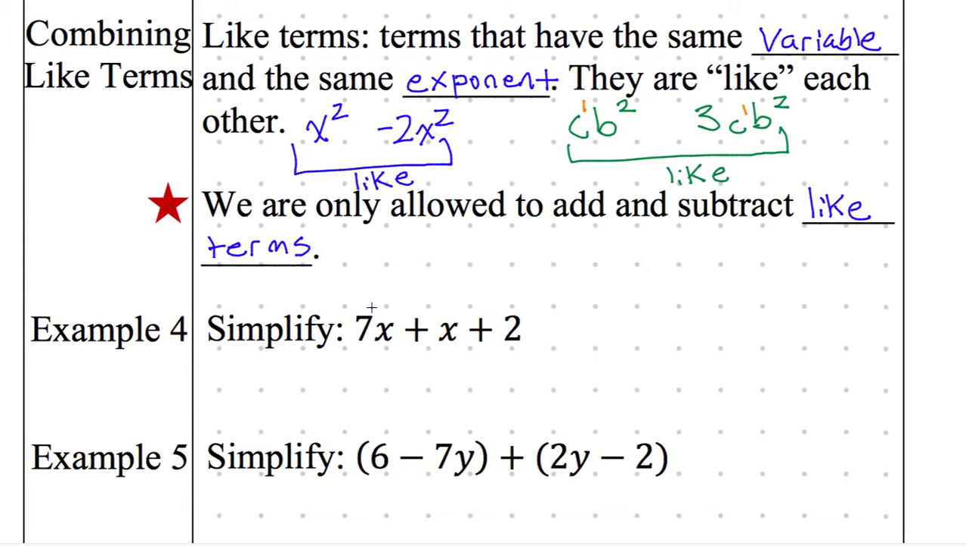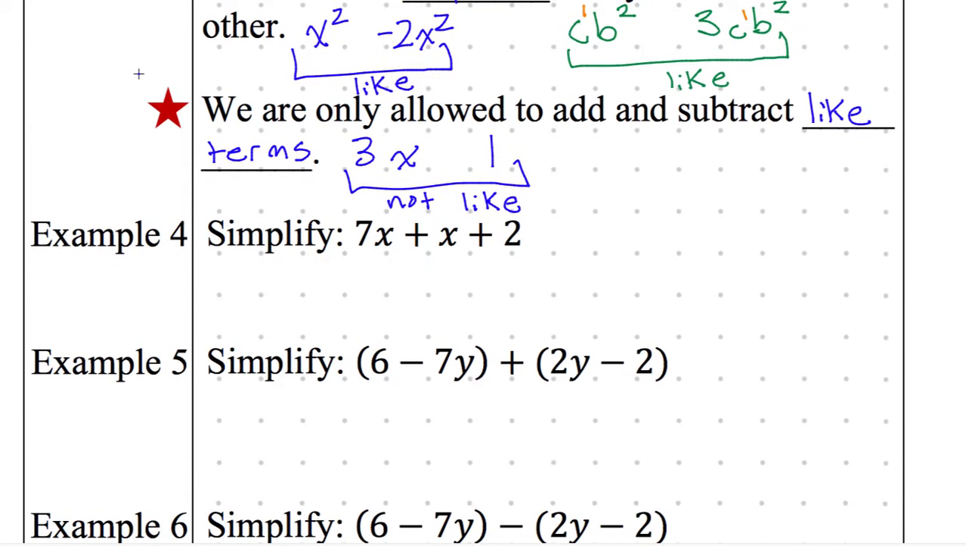You can only add and subtract like terms. If they are not like terms, let me give you an example: 3x and 1. These are not like terms because they do not have the same letter and they do not have the same exponent. These are not like terms, which means you cannot add them. You cannot subtract them. You are done. You can't do anything. You can only do things when you have like terms.